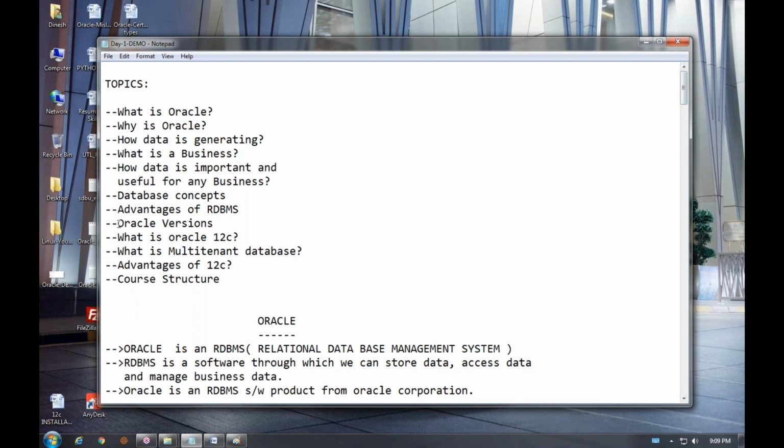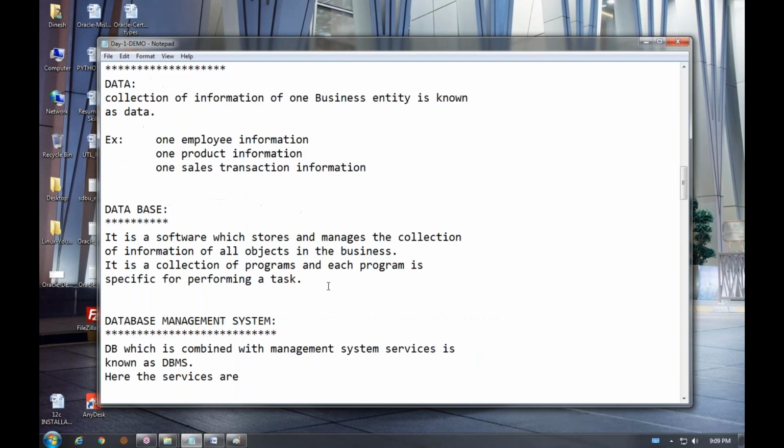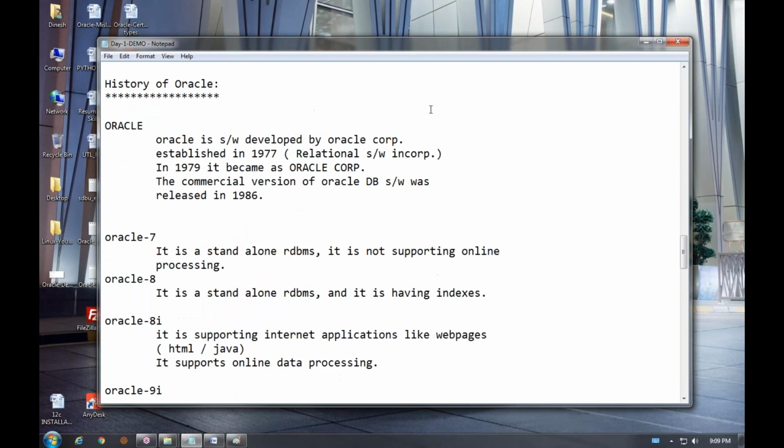So let me check versions of Oracle. Then I will explain what is Oracle 12c, benefits of 12c. Come to here. This is versions of Oracle. Actually, the company was started in 1977. In 1979, they released the first version of Oracle. But Oracle company got success in 1986 by releasing Oracle 7. This is the first database successful in the market.